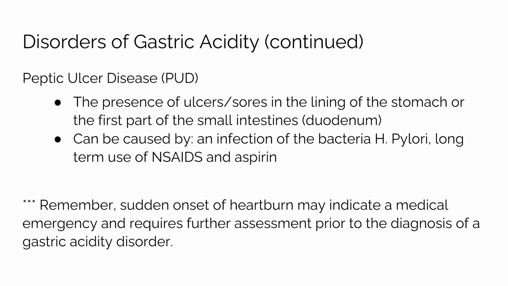Diagnosis is usually done by endoscopy procedures, so a barium swallow, as well as H. pylori testing. These ulcers can cause pain and other symptoms, such as indigestion, so that feeling bloated, nauseated, or full feeling, pain that worsens on an empty stomach, as well as epigastric pain. Complications could include bleeding, perforation, obstruction, as well as an increased risk of stomach cancer. You need to remember, sudden onset of heartburn may indicate a medical emergency and requires further assessment prior to the diagnosis of a gastric acidity disorder.